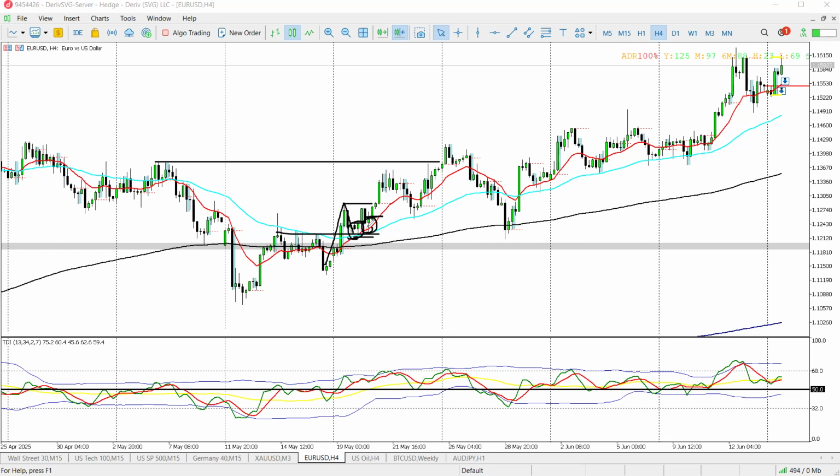I usually refer to the 13 EMA because that's what I use. But if you're on naked charts, same thing, just mark your normal support and resistance.